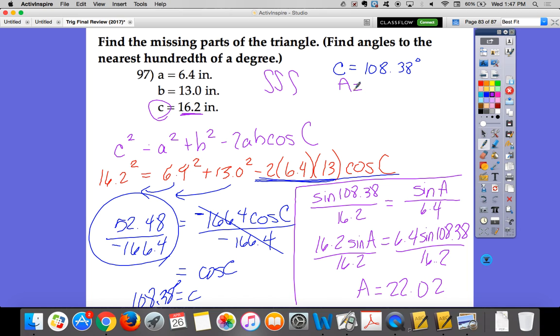So angle A is 22.02. To find angle B, I'm not going to work for it. I'm just going to do 180 minus both of those. It's harder to type it in than to actually do the math. So we've got 49.60. Okay. And it wasn't too bad.